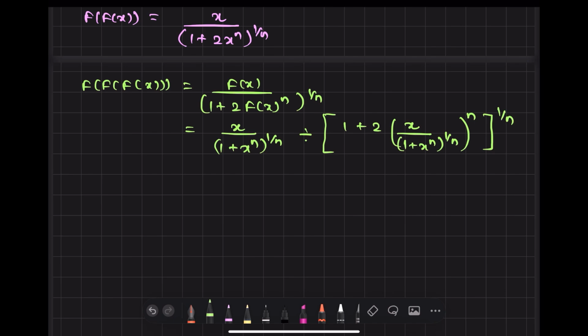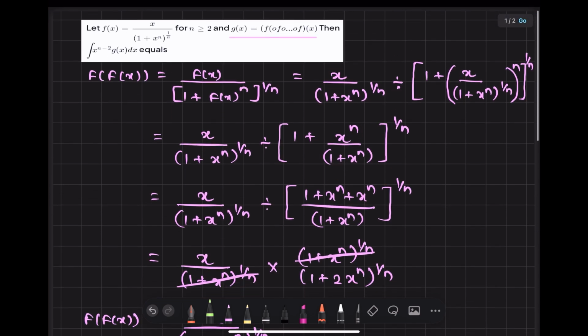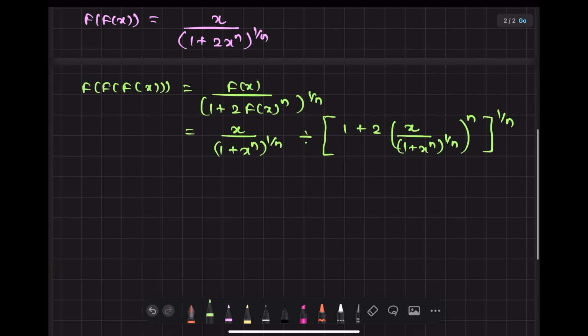Okay, I hope this thing is clear, and you should solve this thing by yourself at least once or twice. You should do that, because this function is unique. You can expect this kind of question. Okay, and hopefully you will handle it for sure. So x by (1 plus x power n) to the power 1 by n, we will have division.